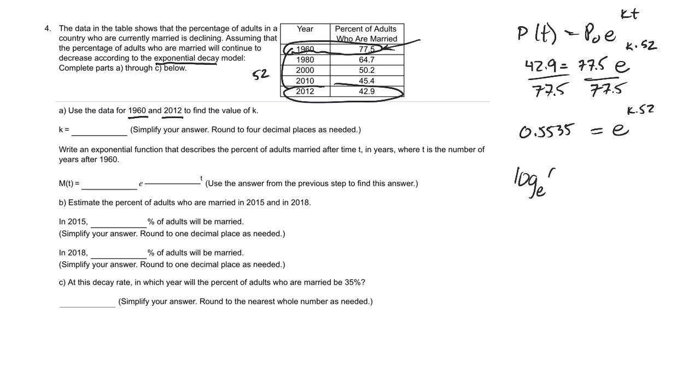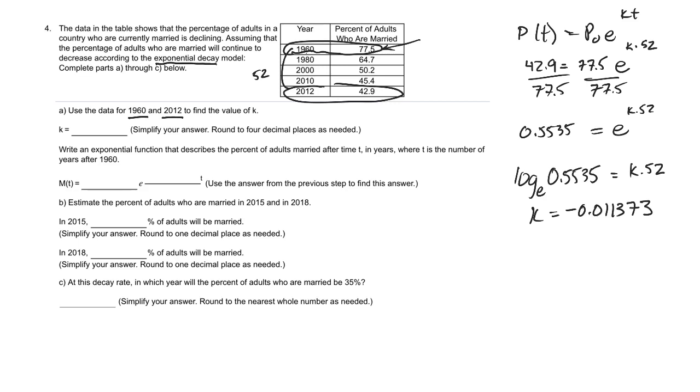Log base e of 0.5535 is equal to k times 52. So ln of 0.5535 divided by 52 equals, so my k value comes out to negative 0.011373, etc.